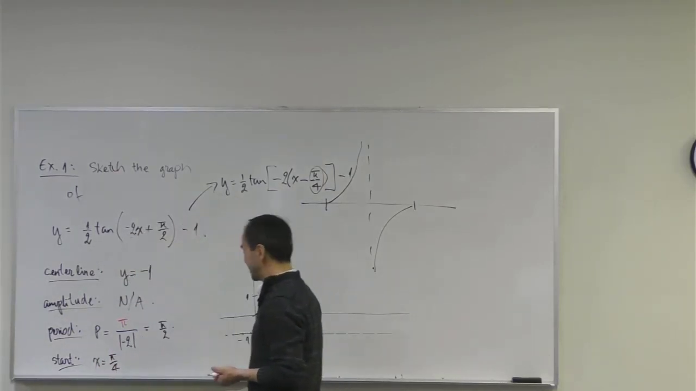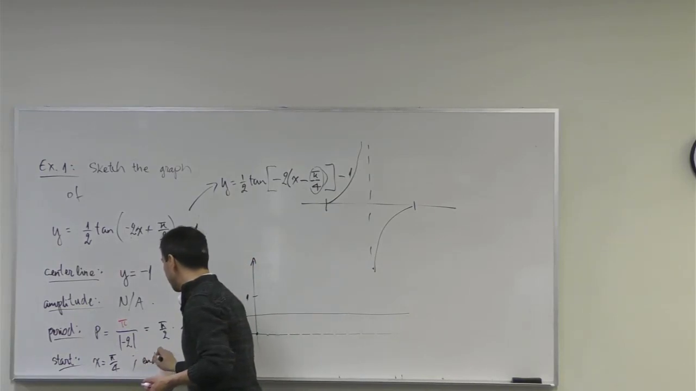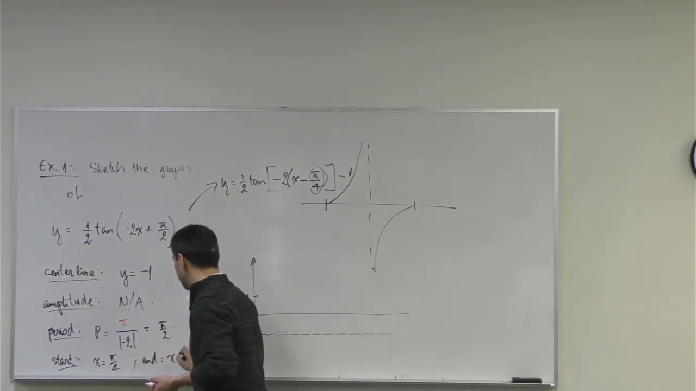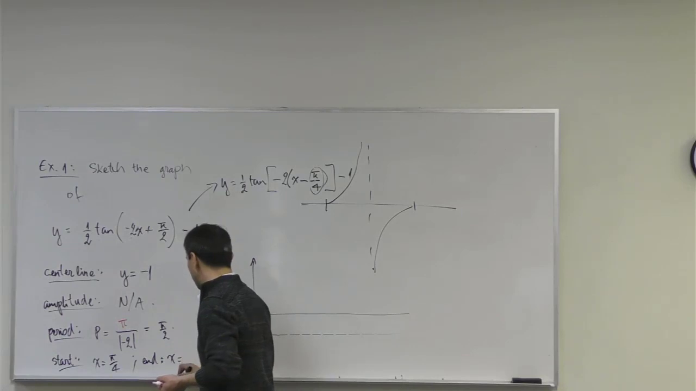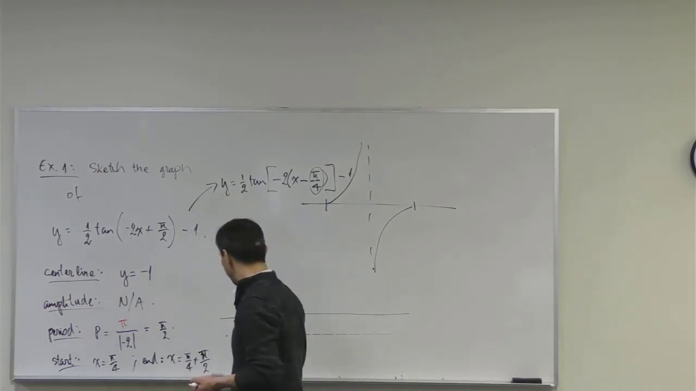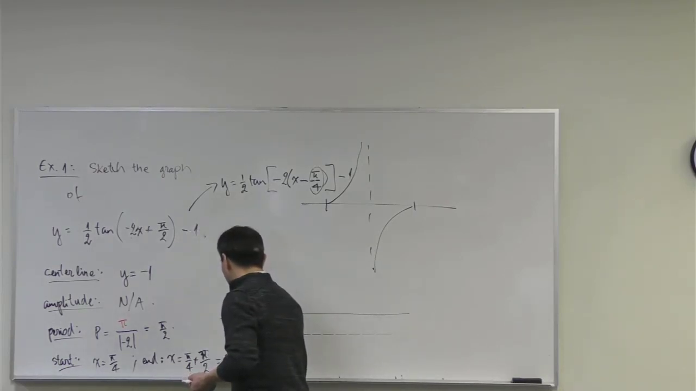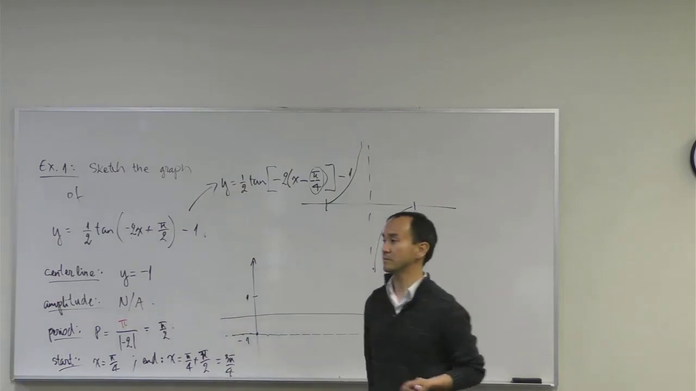Sounds good? And so the ending has to be wherever x equals your start, pi over 4, plus another pi over 2. See what I mean? That's going to make it 3 pi over 4 altogether. Sounds good there?